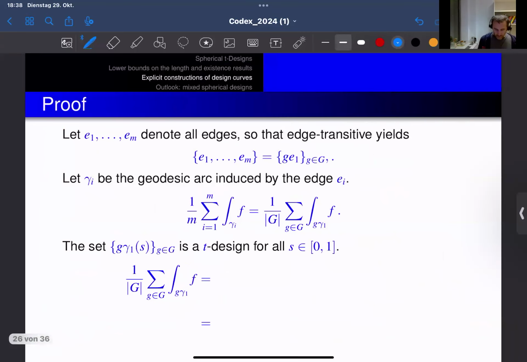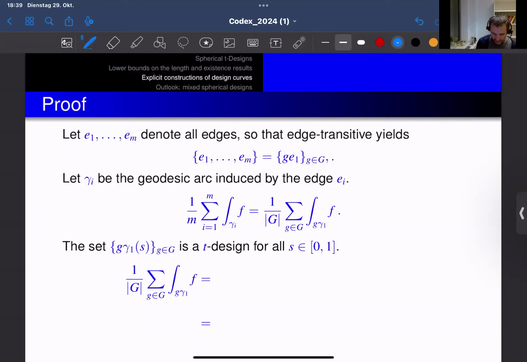And we can have a look at the proof. And then it will also be clear what edge transitive means. So let E1 to En denote all the edges. Then edge transitive essentially means that all these edges are just one orbit of any of the edges. So I can write, every edge is identical.